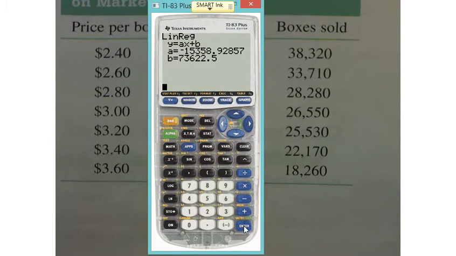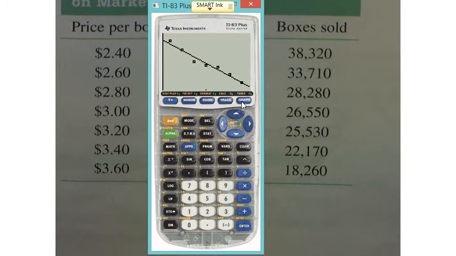So when I hit enter, this is my equation of the line, y equals ax plus b, where a is the slope, or negative 15,358. And my y-intercept is what? 73,622. So now when I go to y equals, it has that equation. I got a lot of decimal points in there, and you could change that in your menu, but that's the equation. So now when I hit graph, I have a line.